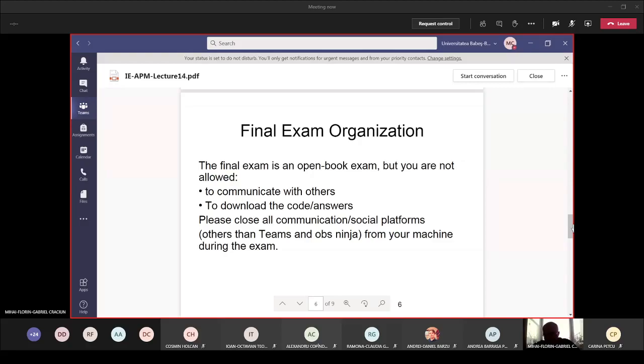And also please close all communication on social platforms on your machine during the exam. Okay. Well, actually, how many of us will there be? There will be 4, me and 3 other colleagues, and perhaps 2 groups. How many students are in a group? 30 or 20? 30-ish, yes. Okay, so that means around 60 students. So we are 4, so perhaps we can monitor you.